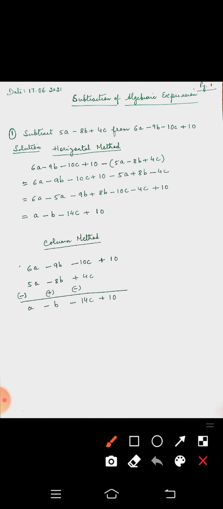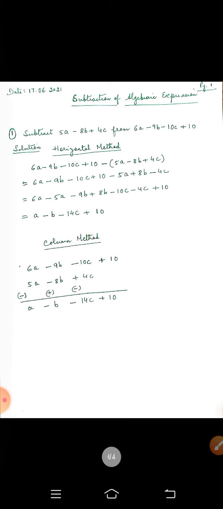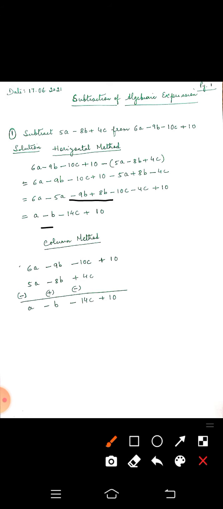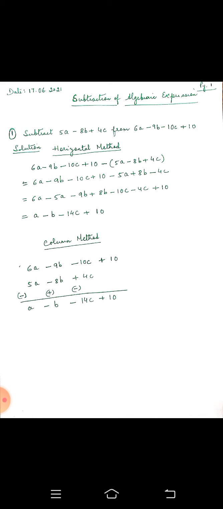Here you have 6a minus 5a. 6 minus 5 becomes 1, and we do not write 1a, we just write a. Next you have minus 9b plus 8b. Minus plus becomes minus. The operation remains as minus, and the sign will be that of the bigger number. 9 minus 8 becomes 1, therefore minus b.